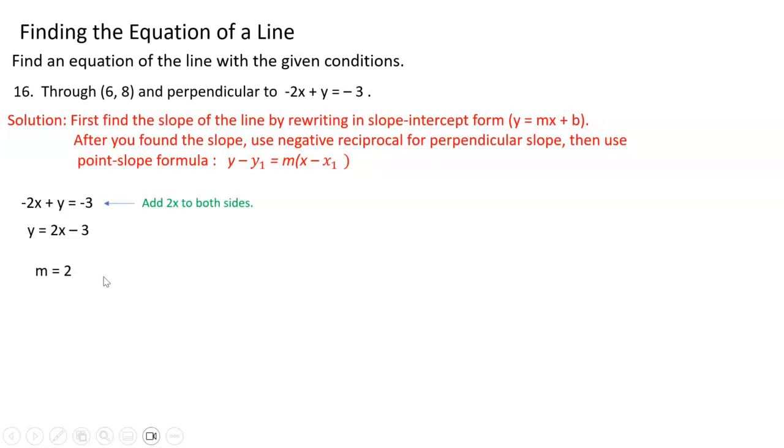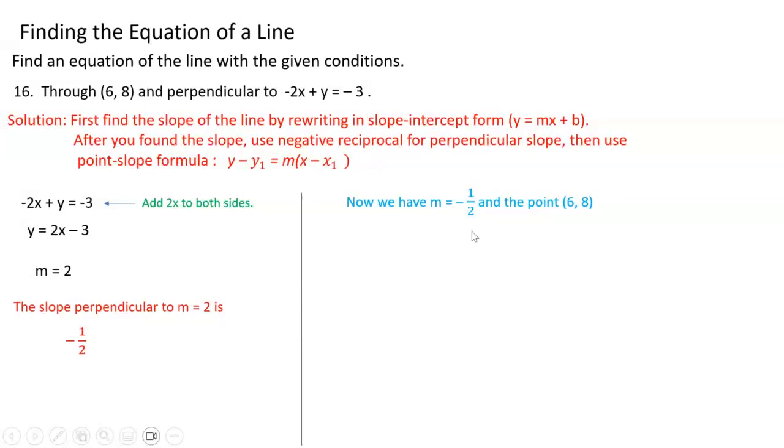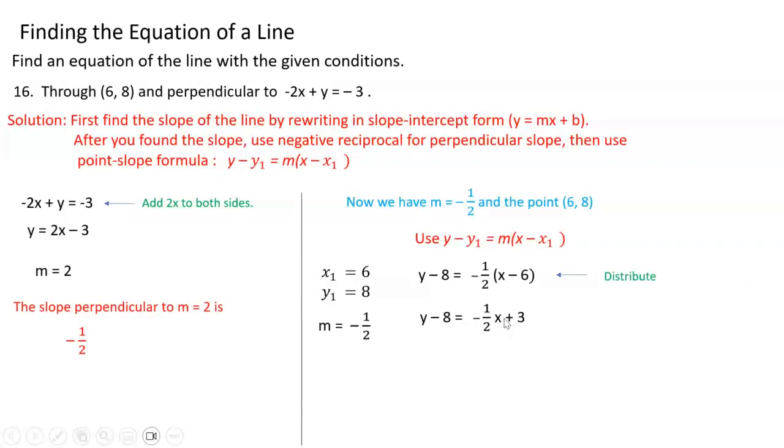Remember that perpendicular lines have opposite signs and reciprocal slopes. So in this case, it's going to give us -1/2. So these two slopes are perpendicular. Now I have my slope, and I've got my point, so we can use the point-slope formula. Plug everything in. There's my y, which is 8. My x1 is 6, and my slope is -1/2. Here, guys, I'm going to distribute. Then finally, I'm going to add 8 to both sides. So there's my equation: y equals -1/2 x plus 11.